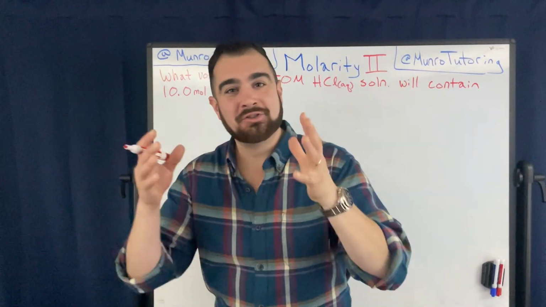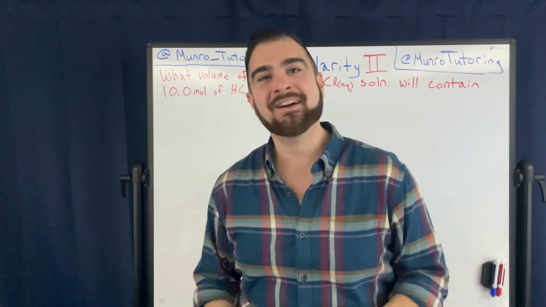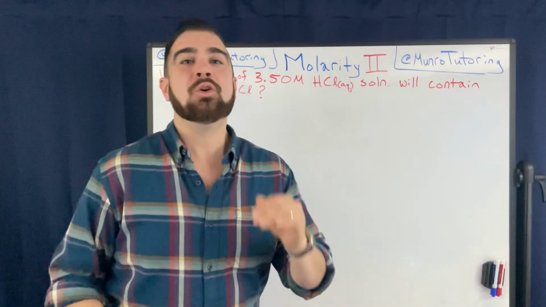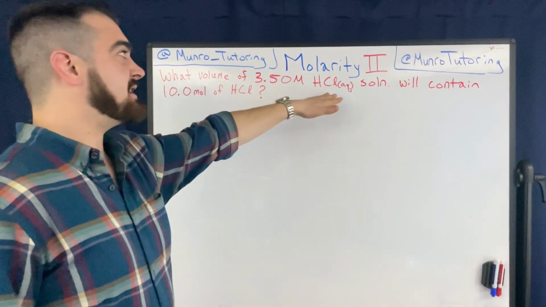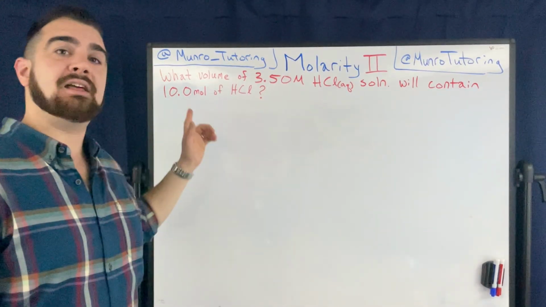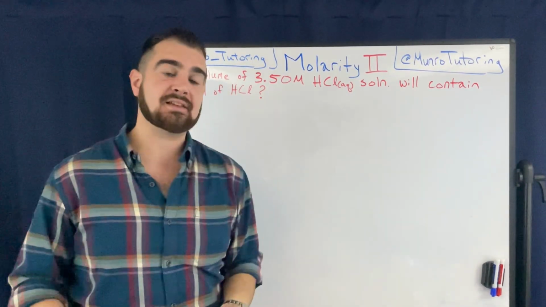Welcome to Monroe Tutoring. This is Molarity Part 2, and we're going to jump right in with the question, which is, what volume of 3.50 molar hydrochloric acid solution will contain 10.0 moles of hydrochloric acid?